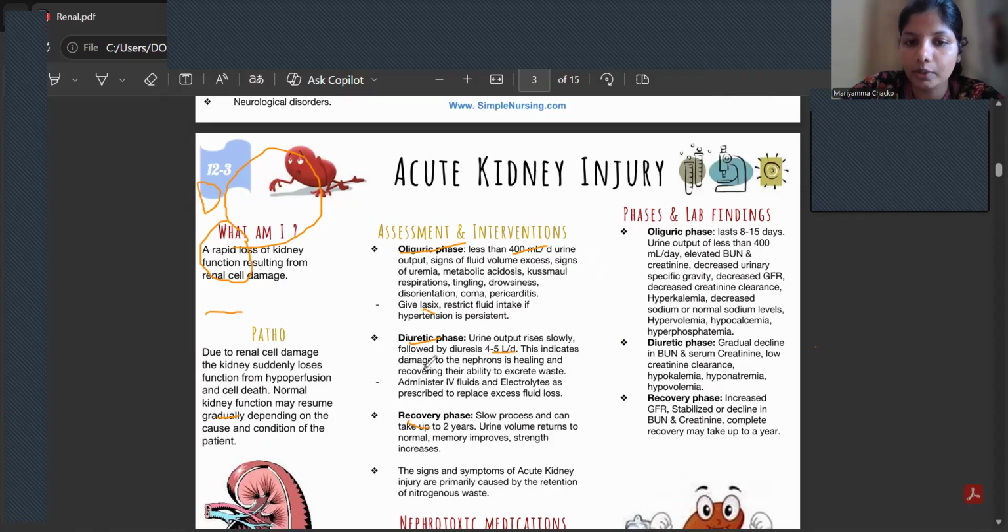For the diuretic phase, what do we do? Fluid is excessively eliminated, so it leads to dehydration. So what we do is IV fluids and electrolyte replacement. Is that clear? First phase is the oliguric phase, second one is the diuretic phase, and third one is known as the recovery phase. In the oliguric phase, urine output is low, and in the diuretic phase, urine output is high. In the recovery phase, the kidney becomes normal.